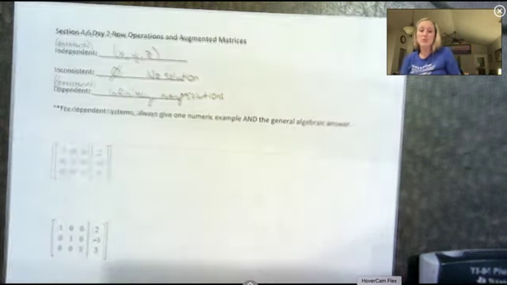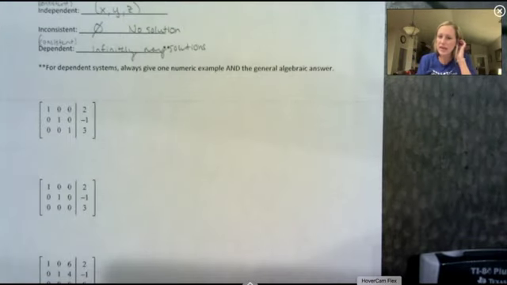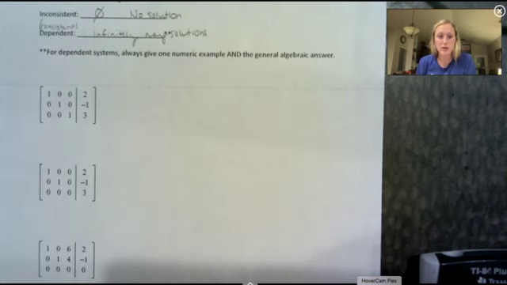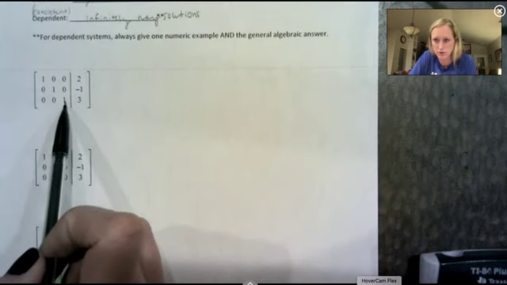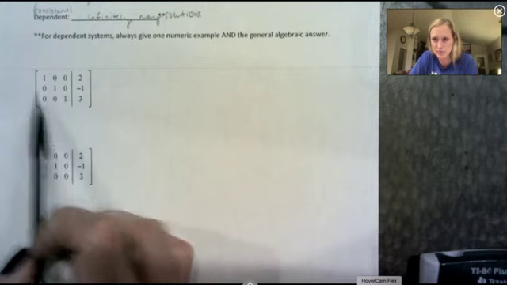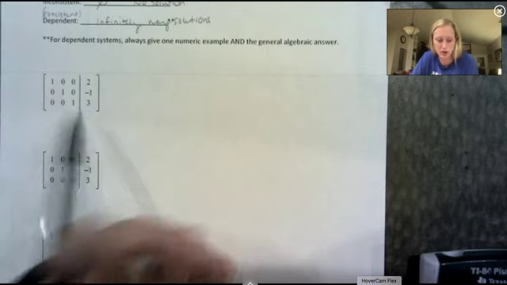Okay, so for dependent systems, we always have to give one numeric example and the general algebraic answer. So I'll show you how to do that. We're going to use our calculator here to help us out, but first I'm just going to show you some examples. So this is already in reduced row echelon form, so I have my identity matrix on the left with constants on the right.